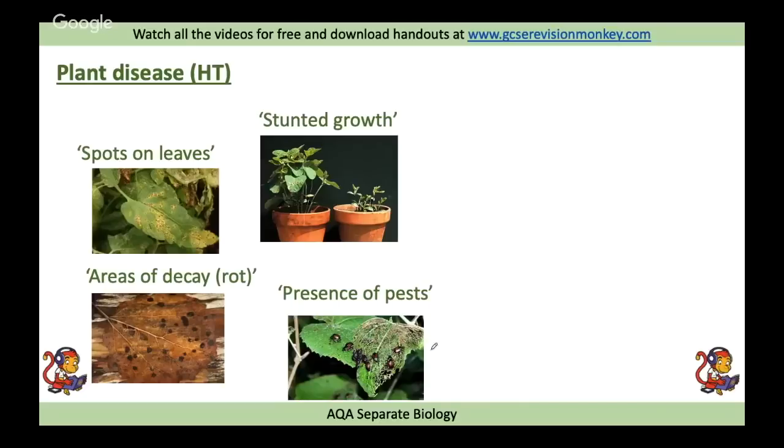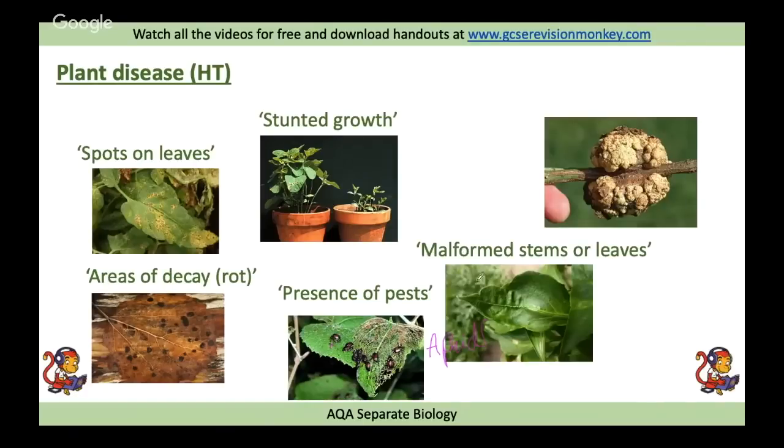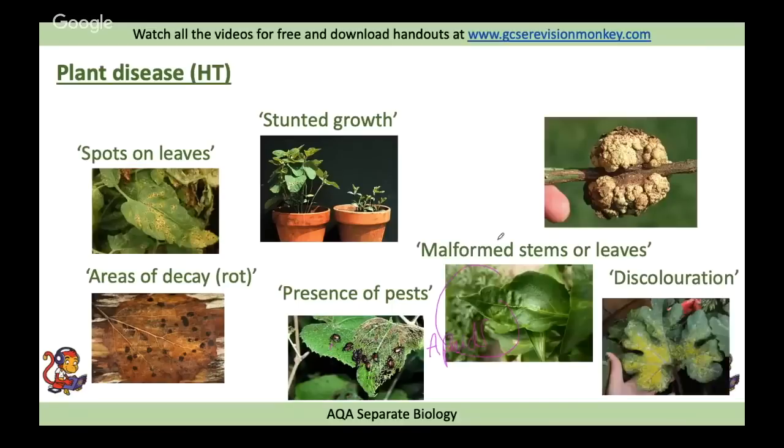Presence of pests, and you need to be aware of aphids trying to put their proboscis into the leaves and sucking out the sugars from the phloem. Malformed stems or malformed leaves as well. And discoloration, so again in relation to TMV, especially tobacco mosaic virus, discoloured patches on the leaves. And growths, like we said before.